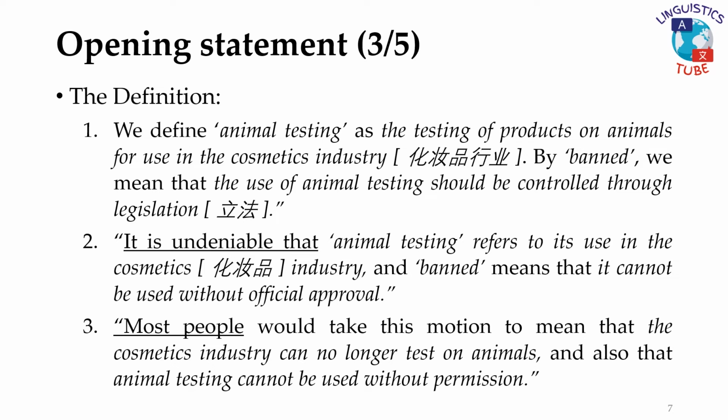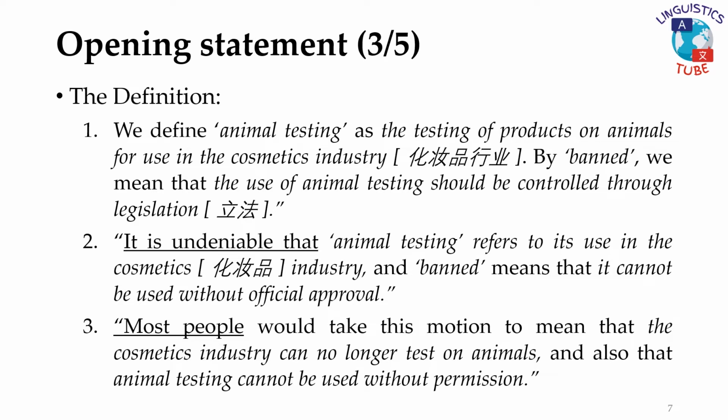After introducing the definition, you state the definition. Here are 3 examples of a definition for this topic. We define animal testing as the testing of products on animals for use in the cosmetics industry. By banned, we mean that the use of animal testing should be controlled through legislation.